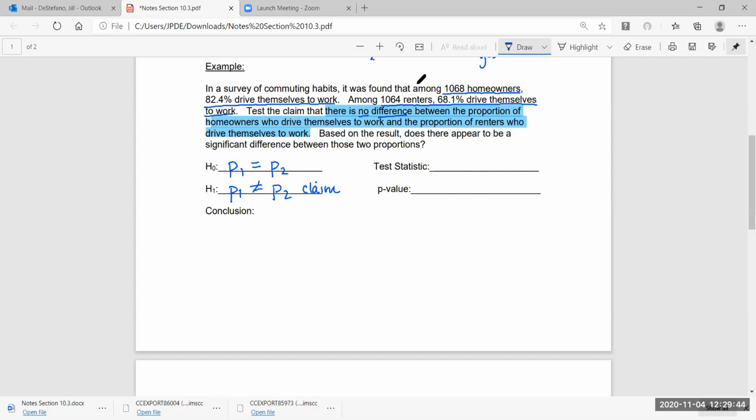Okay, I'm going to take the information and organize it. They talked about the homeowners first. So I'm going to say homeowners down here.